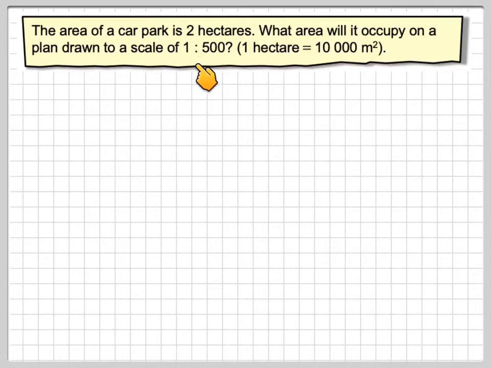The area of a car park is 2 hectares. What area would it occupy on a plan drawn to a scale of 1 to 500? Remembering that 1 hectare is 10,000 metres squared. That's normally given in a question.